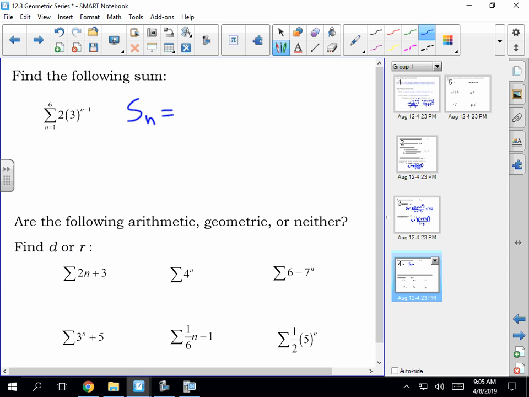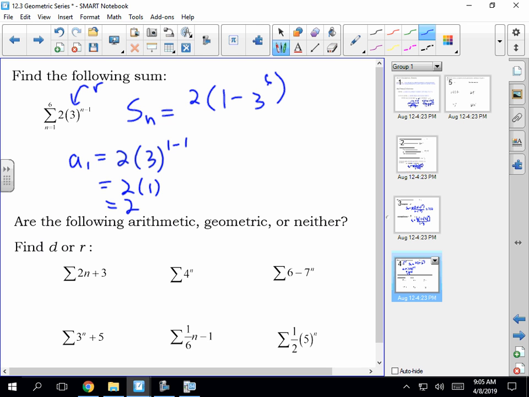S sub n equals, it's still a sub 1. We just got to find a sub 1. A sub 1 is 2 times 3 to the 1 minus 1 power. Remember that anything to the 0 power is 1. So this is 3 to the 0 or 1. So that gives me my first term is 2. And then I've got 1 minus r. The r is that multiplier right there. It's the base that you're taking to a power. So 1 minus 3 to the 6th power.